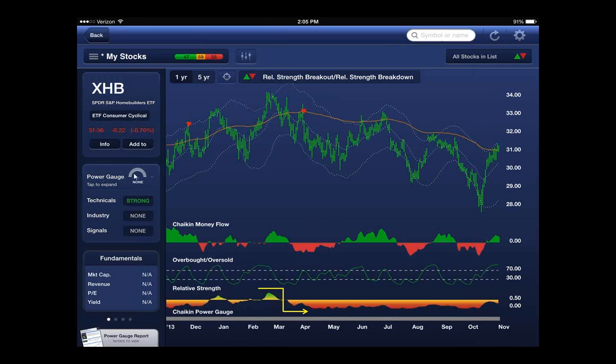You'll notice the power gauge is grayed out because we don't actually give an ETF a power gauge rating, but the analytics are all there because ETFs trade like stocks, so the analytics are the same as stocks. And we can see here the short, quick personality change to very negative. And we can see the trend downward. So we know that home builders, which were really hot 18 months ago, are cooling down.